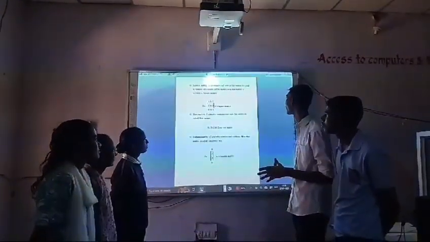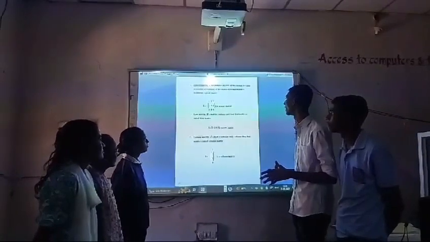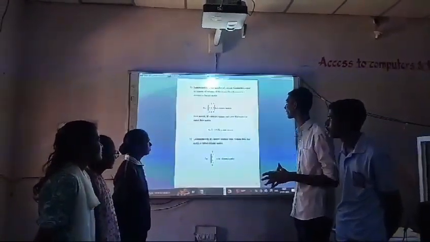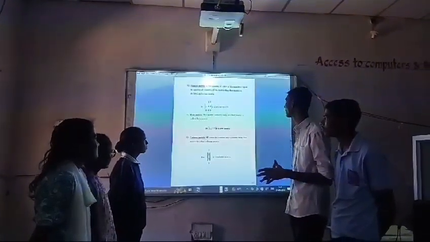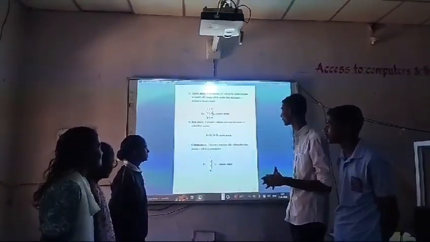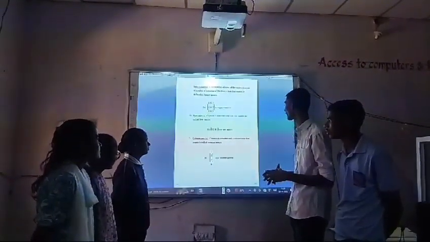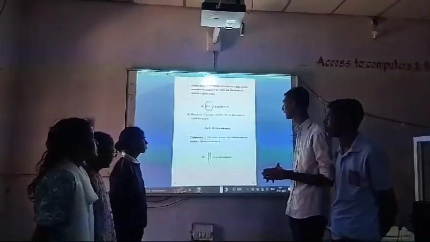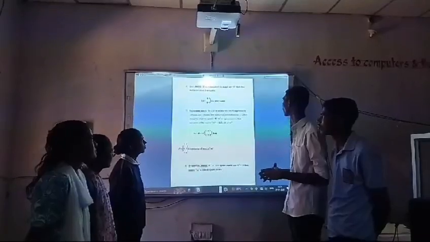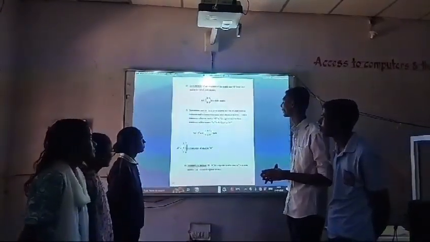If the number of rows of a matrix is equal to the number of columns, then the matrix is defined as a square matrix. Row matrix: if a matrix contains only one row, it is called a row matrix. Column matrix: if a matrix contains only one column, it is called a column matrix. Zero matrix: if all elements of the matrix are zero, it is called a zero matrix.